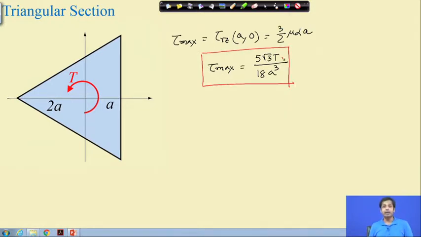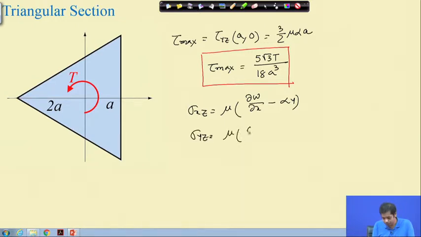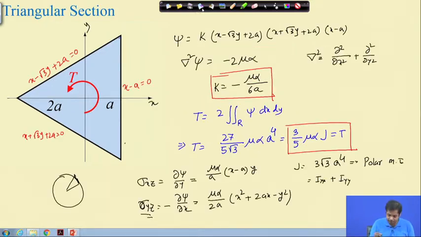So, this is how the shear stress and torsion, the torque, are related to each other. And finally, we have to find out the expression for W, and you recall how to find out the expression of W. The equation that we use is the strain, the sigma xz. If you recall, sigma xz was mu into del W del x minus, this equation we already derived in previous classes, and sigma yz is equal to mu into del W del y plus alpha x. Now, the expression for sigma xz is this and the expression for sigma yz is this.